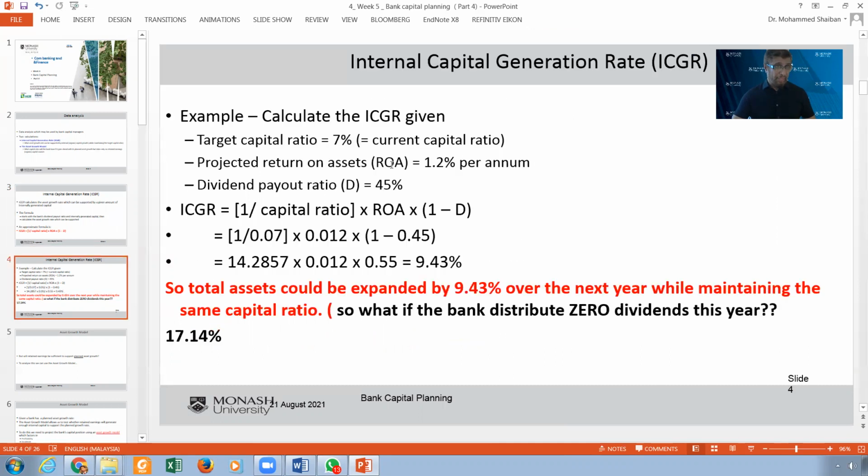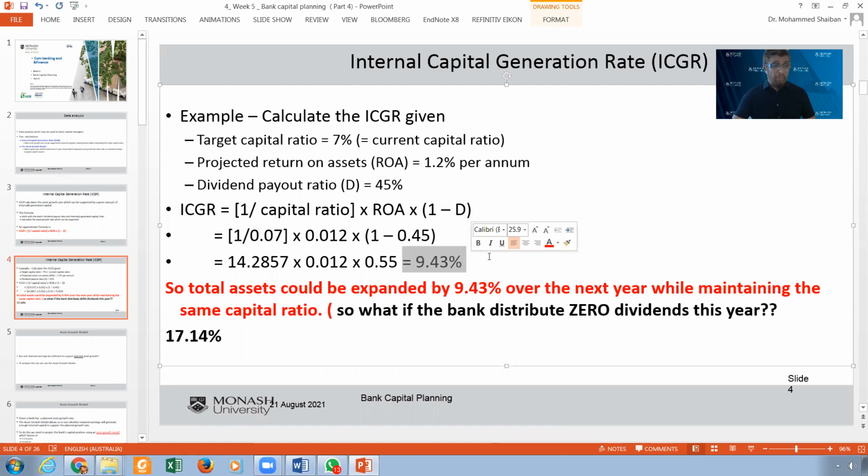So if I give you these numbers, and I tell you my target capital is 7%, which I already stated a long time ago, the return earning is 1.2% per annum, and the dividend payout is 45%. This policy has been set, and it's the payout. The capital is also set as a target. Now I just calculate and find it to be 9.43%. What does it mean? It means my capital grows by 9.43%, and accordingly my assets should be growing by 9.43%, so I can always keep the 7%.